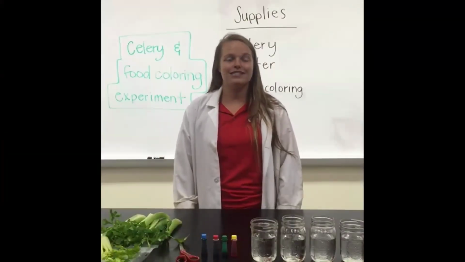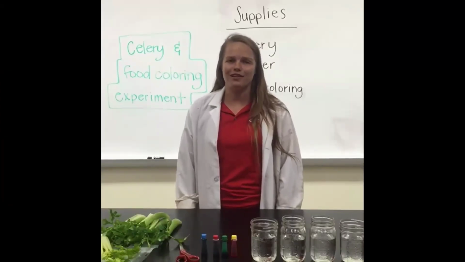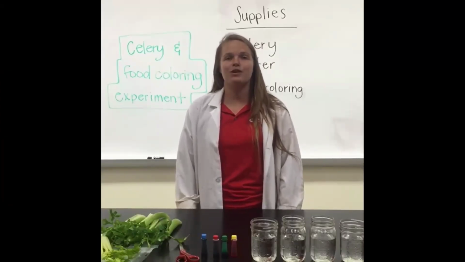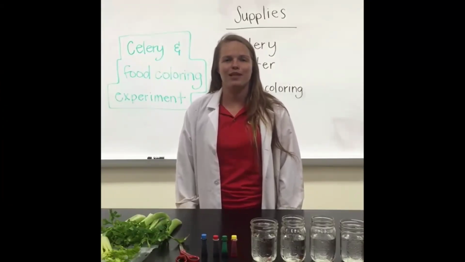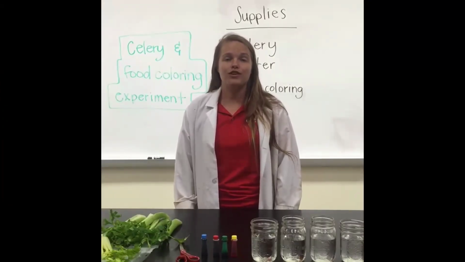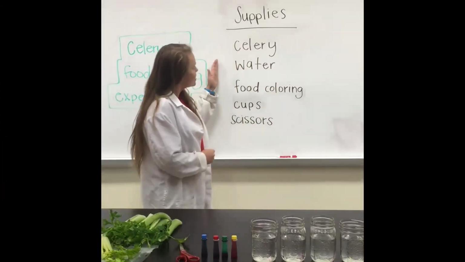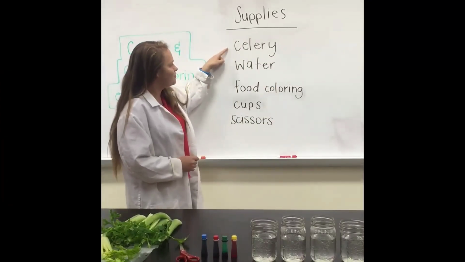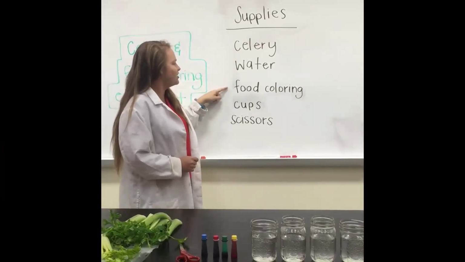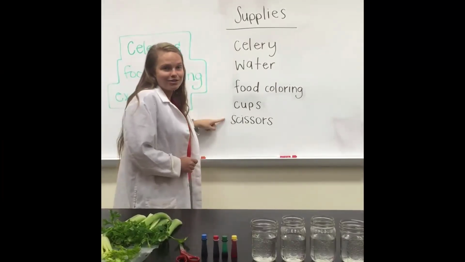My name is Laura, and today we're going to be doing a celery and food coloring experiment. It's a pretty simple experiment you can do at home to learn a little bit more about plants and how they absorb water. So first, let's take a look at what supplies we'll need. We'll need celery, water, food coloring, cups, and scissors.